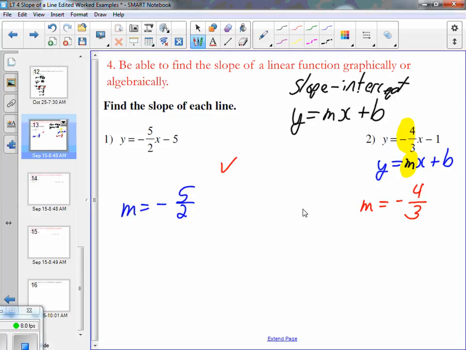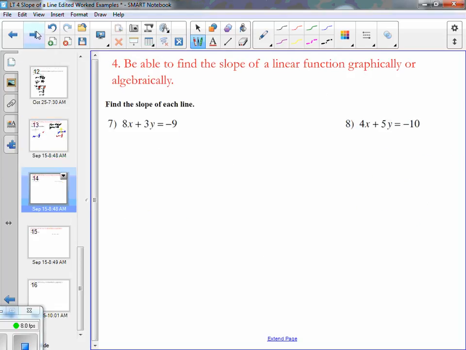See how it works? So wouldn't it be sweet if they always gave us these equations in the right form? Yes, it would. But they don't. Like this one. It's not as bad as you think it's going to be. Okay?